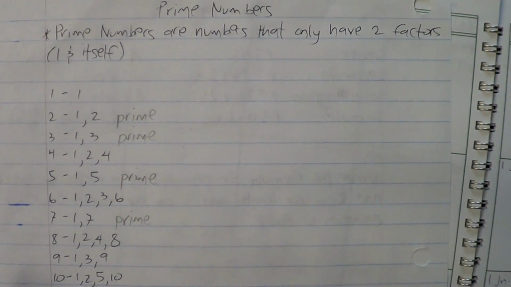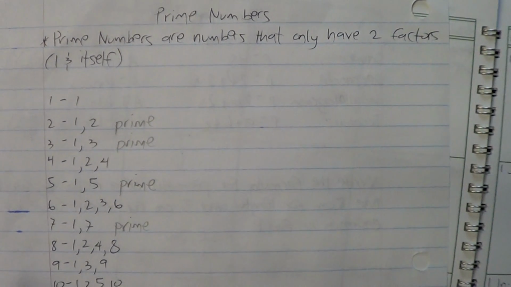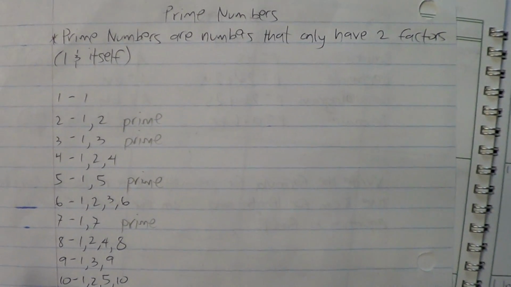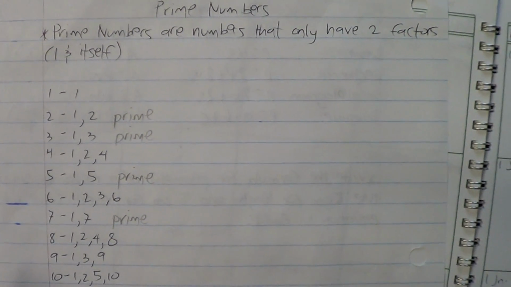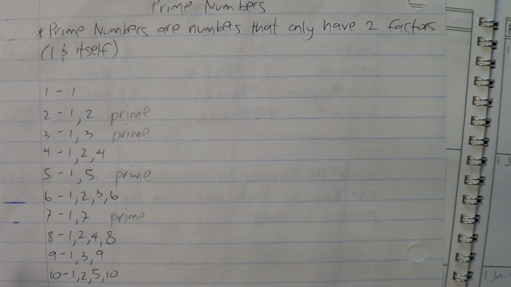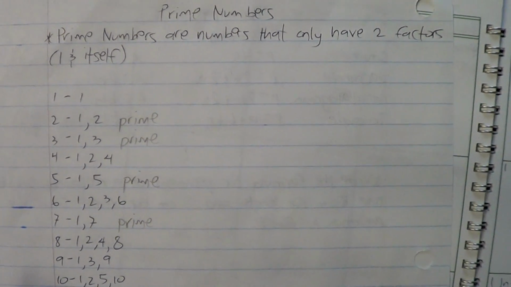Now you don't have to get every single factor to figure out if it's prime or not. A quick way is just see if it only has two factors. So if you find 3 and you know that they have more, you don't have to find them all. You're just checking to see, does this number only have two factors? And if it does, then it's a prime number.